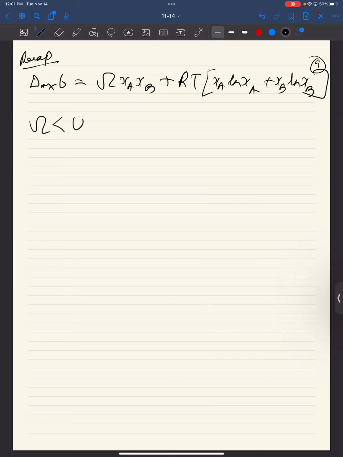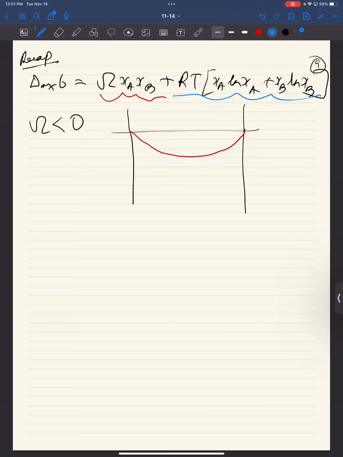We drew it for omega less than 0. For omega less than 0, the omega XA XB term is a parabola, and it's negative always. So that one looks like this. And the entropy of mixing term always drops down with a slope of minus infinity. Remember, the L'Hospital rule. So the sum of these two is going to be a very negative number, irrespective of whatever temperature you have. So the sum looks like this at low or high temperature.